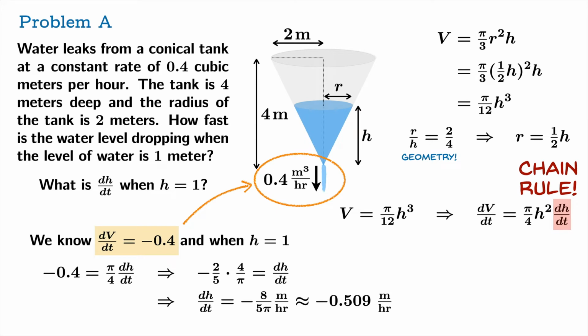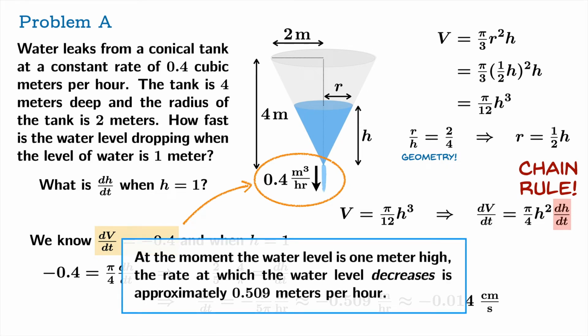Notice that the fact that dh/dt is negative is good. We want that rate of change to be negative because the water's leaking out of the tank. The height should be decreasing, so dh/dt really should be negative. If we want to, we can switch units to get a different feel for how fast this is happening. This would be about negative 0.014 centimeters per second. So let's tidy this up. At the moment the water level is 1 meter high, the rate at which the water level decreases is approximately 0.509 meters per hour.